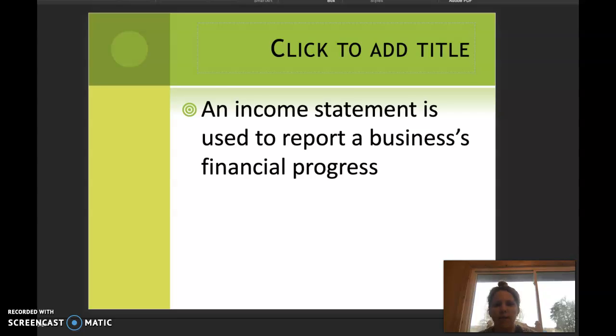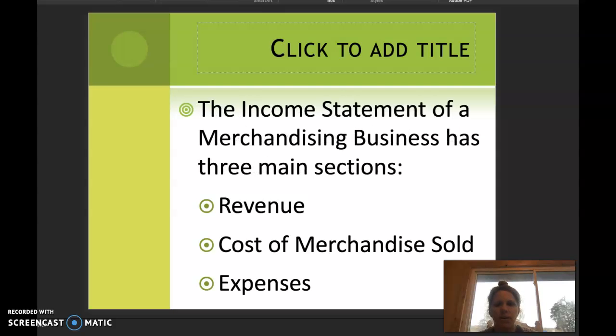So we're going to start by looking at our income statement, and it is used to report a business's financial progress. So in our income statement for a merchandising business, it's going to have three main sections. We're going to show what our revenue is, we'll show what our cost of merchandise sold was, as well as our expenses.